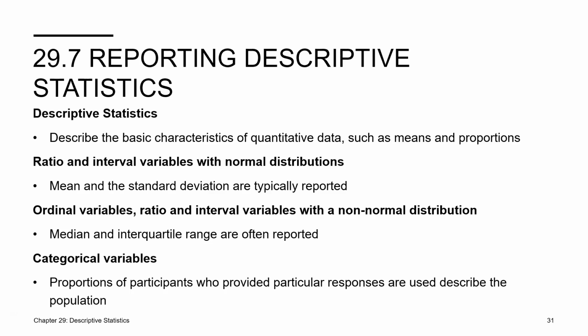If you have ordinal variables, or ratio and interval variables with a non-normal distribution, then you would probably report the median and interquartile range. If you have categorical variables, then you typically will report the proportion of participants or a percentage who provided particular responses for that population.